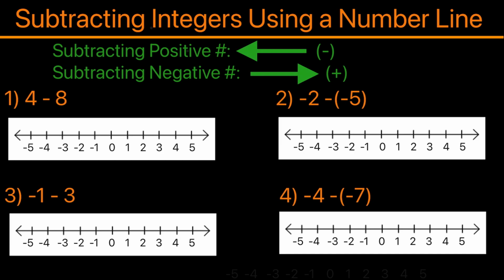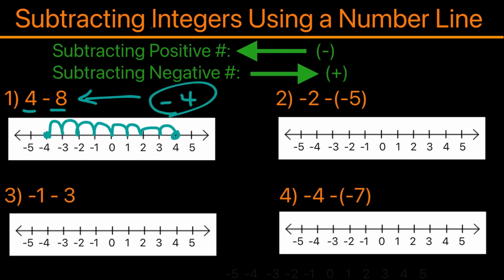For the first example, we have 4 minus 8. We'll start with 4, so we will place the point at 4. Then we're subtracting 8. Since we're subtracting a positive number, we're going left. And so we're going to go 8 spaces to the left. That would be 1, 2, 3, 4, 5, 6, 7, 8. So we will end up at -4. And that would be our answer for the first one.